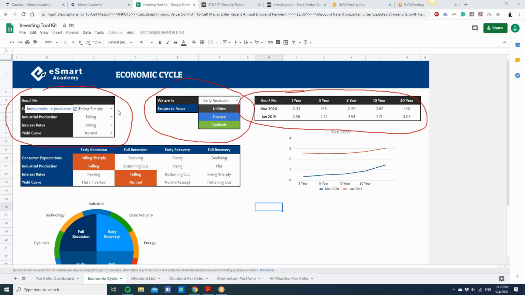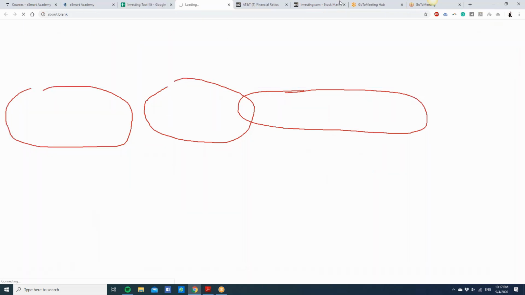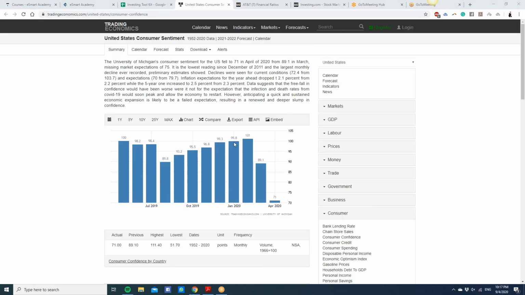Over here you can see this economic cycle. There are 4 indicators that we use to determine which cycle we are in. These are all links. For example, if you want to look at consumer expectation, you just click onto this and it will bring you to a website, and you just look at the chart. This is April, so this is the previous month. You can see it went from 89 to 71, which is pretty drastic.